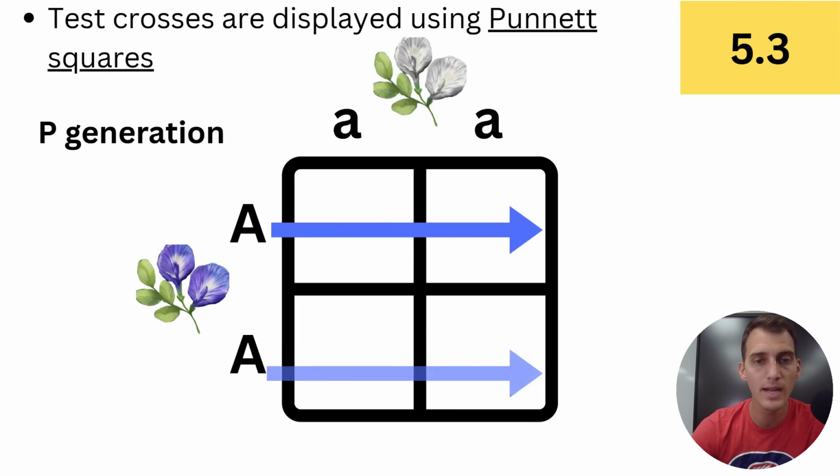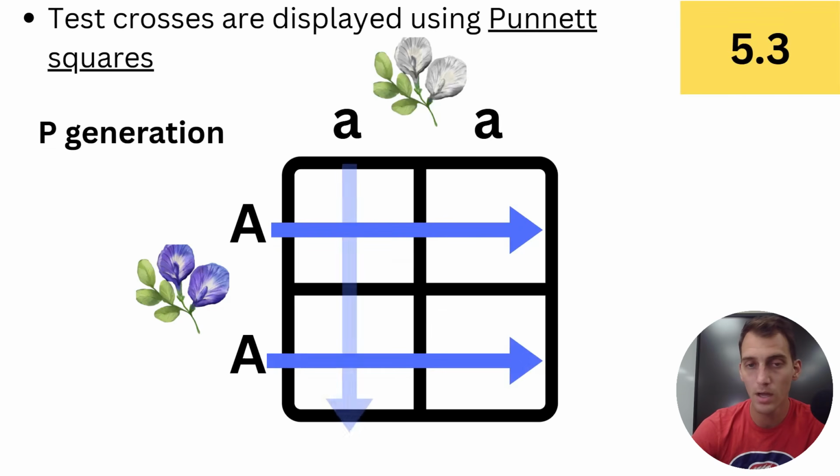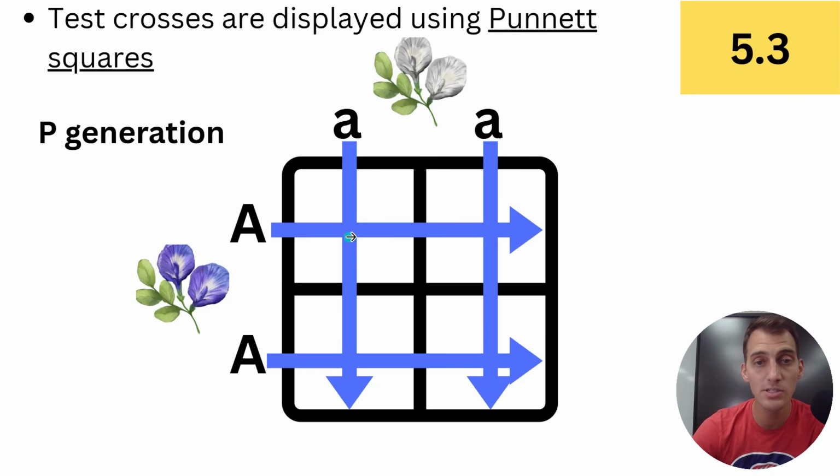All right, well, you bring each of these letters across, and these letters down. Then you see what combinations they form inside the boxes. So here are the parents on the outside, and then the offspring go in the middle. The offspring's genotypes, I should say, go in the middle.